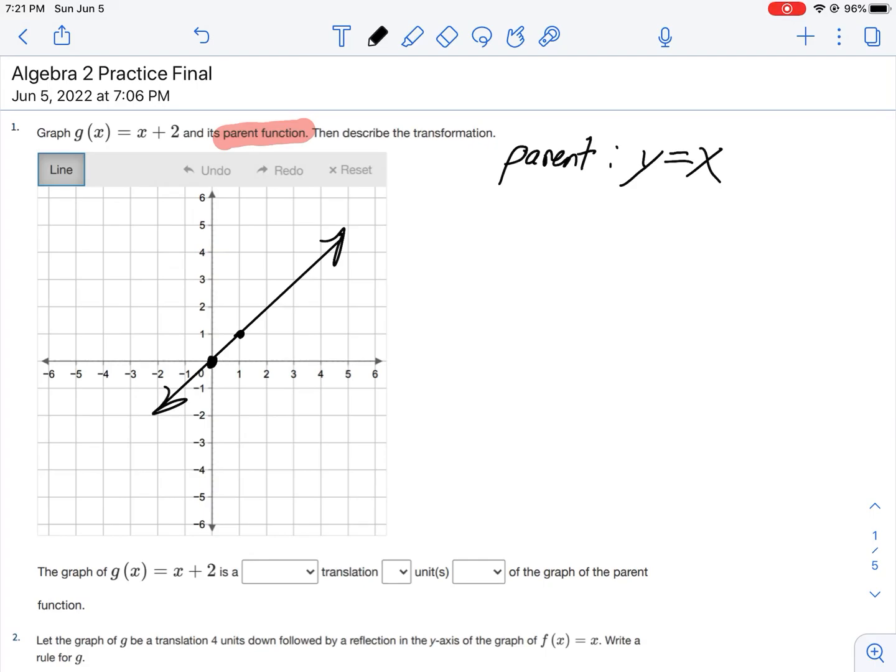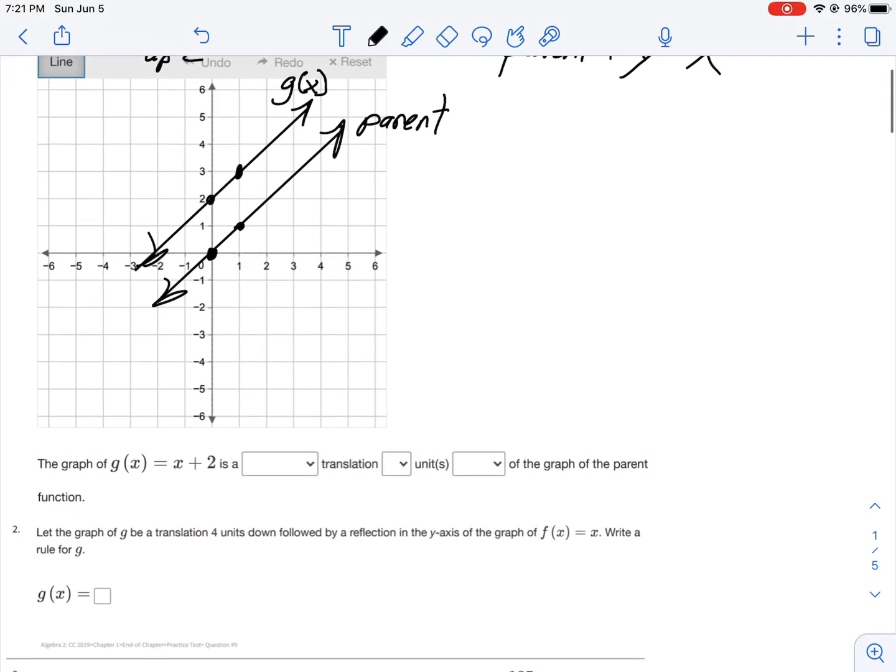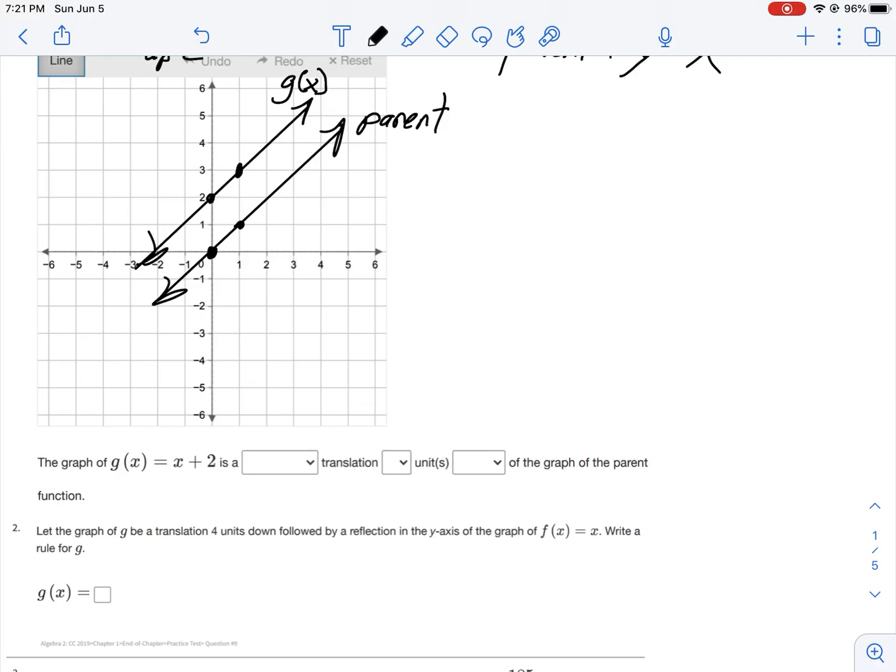Now, x plus 2, that plus 2 on the end tells us up 2 from the parent function. So we just take those 2 points, move up 2. And again, big ideas, we'll snap those into place. That's g of x. That's the parent. The graph of g of x equals x plus 2 is a vertical translation, 2 units up from the graph of the parent function.